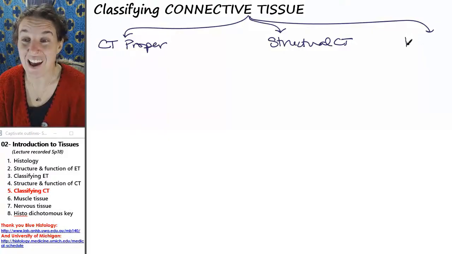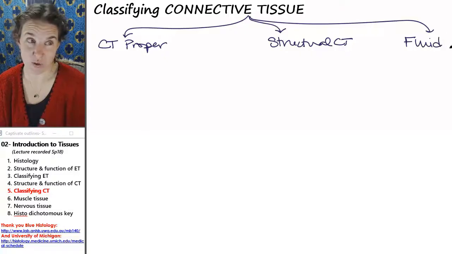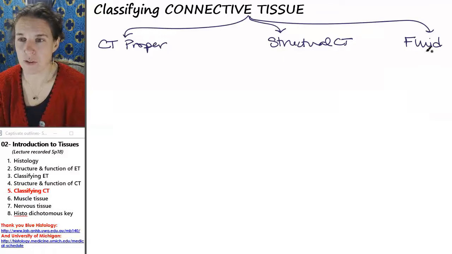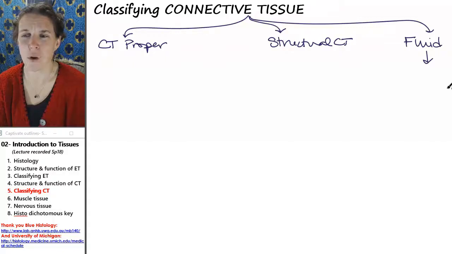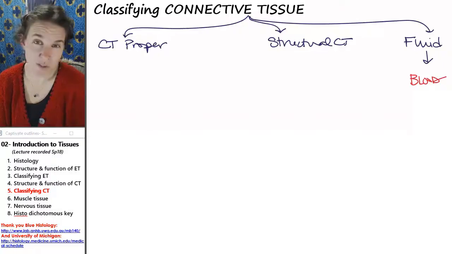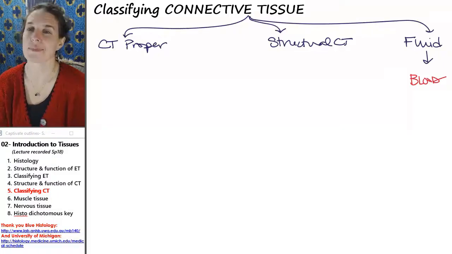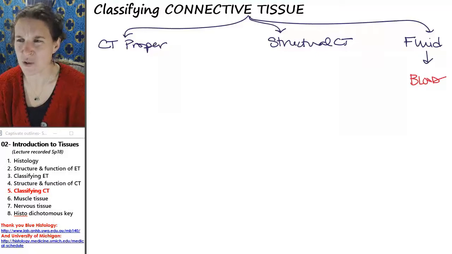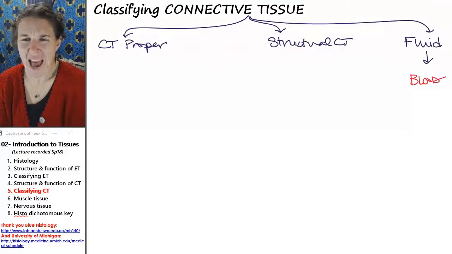And then you have fluid connective tissue. Who's my fluid connective tissue? There's only one of those. Let's just fill it in right now because we can. We know who that is. Blood is my only fluid connective tissue. That's cool.